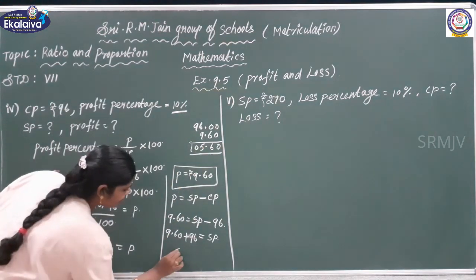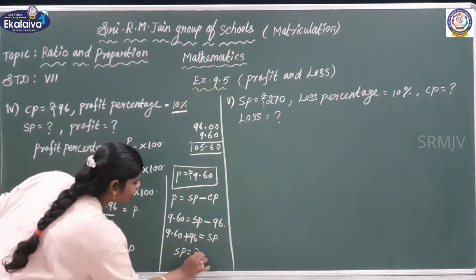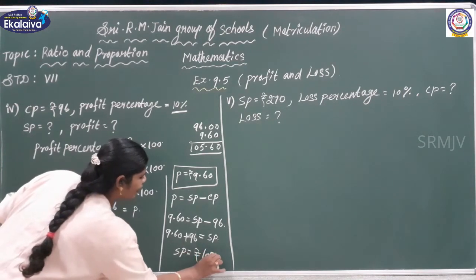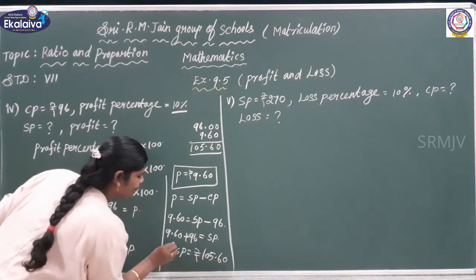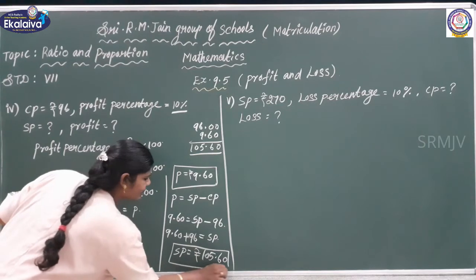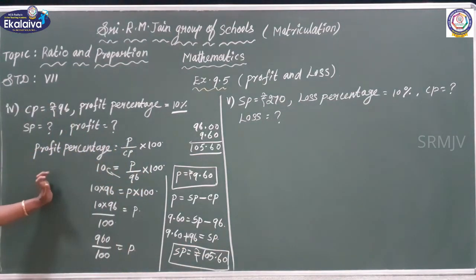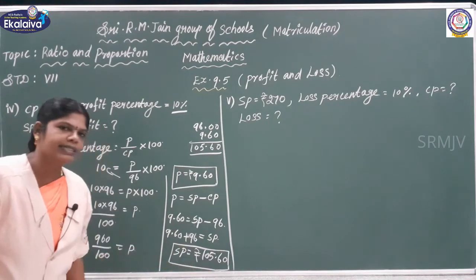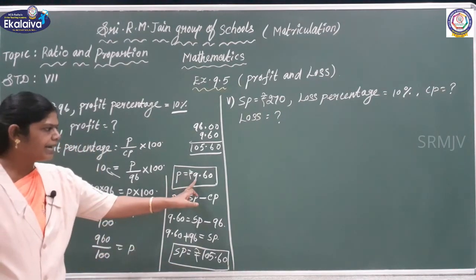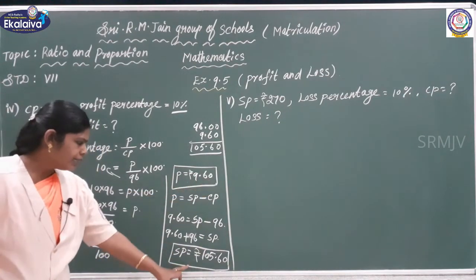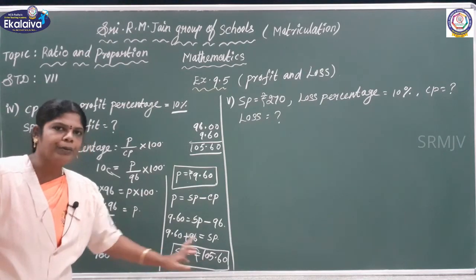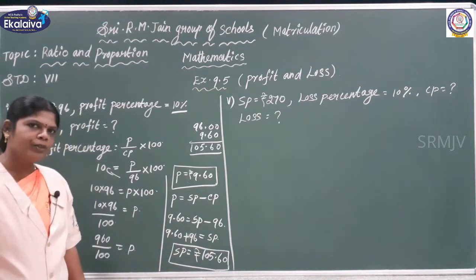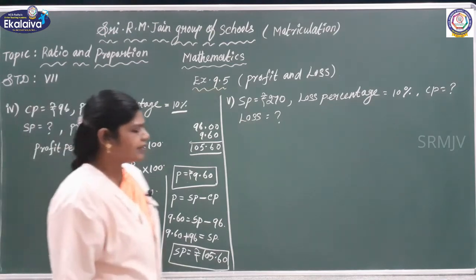So what is the answer? Selling price equal to rupees 105.60. It is rupees 105 rupees 60 paise. Okay. How you can say this? 105 rupees 60 paise. Profit is 9 rupees 60 paise. Selling price is 105 rupees 60 paise. Do you understand, children? See the next one.